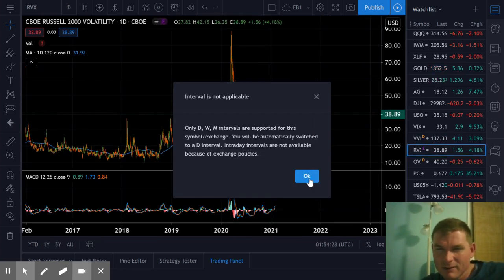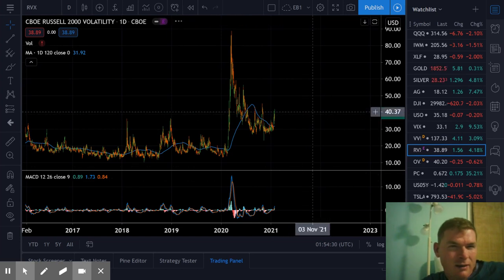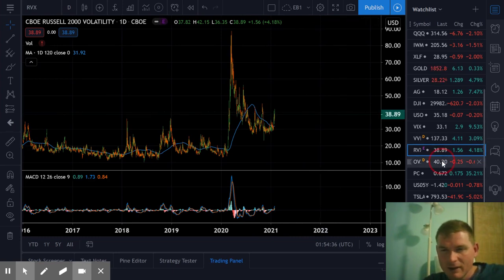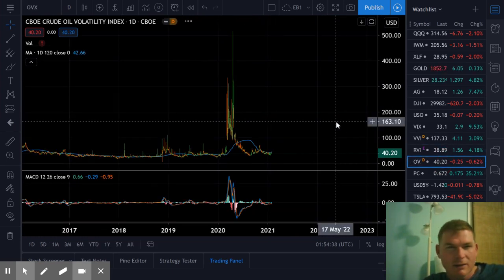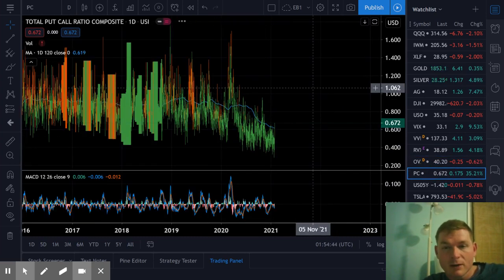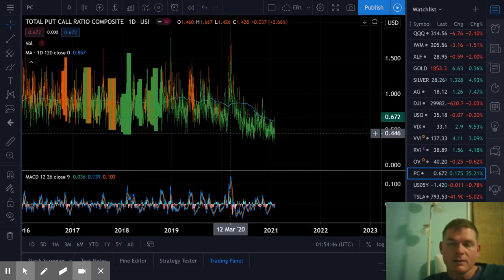What is this? Oh, Russell volatility popped up a little bit. The Russell is pulling down, so it's not surprising. Oil volatility is up a tiny bit, nothing much. The put call ratio is a big deal. This is another big one.